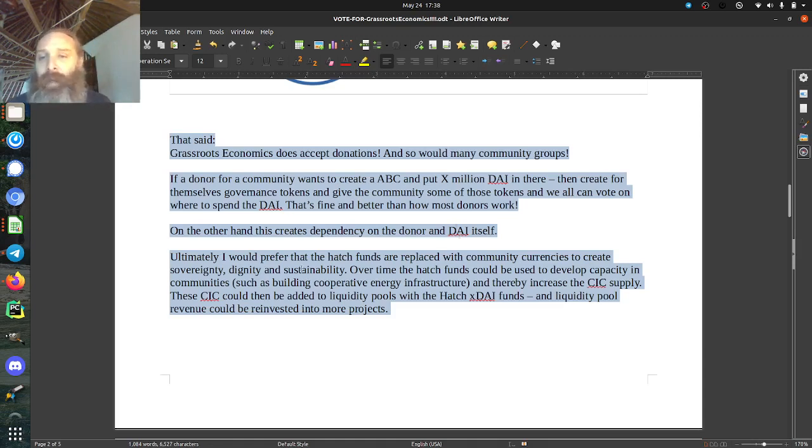So I would love that the Hatch funds are eventually replaced with, or a combination of, community currencies to create sovereignty, dignity, sustainability. So over time, the Hatch funds could be used to develop capacity in communities, building cooperative energy infrastructure and increasing the supply of the CICs, which are backed by those capacities. And then those CICs could be added to liquidity pools with some of the Hatch xDAI funds, and that revenue from the liquidity pools can be reinvested and create more projects.